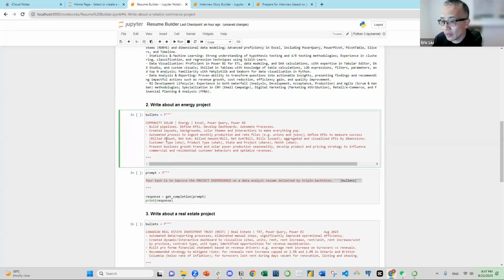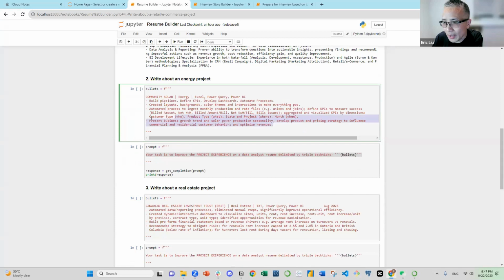So unions and joins, you define KPI to measure success of the business. We actually mentioned a few KPIs. Even if you're not technical, you would understand billed amount, net kWh. So this is the quantity of the electricity, and billed amount per bill and net kWh per bill. So this is basically amount per bill and quantity per bill and number of bills issued. So this is just the volume, or maybe the number of customers. And then aggregated and visualized KPI by dimensions. Once again, this is something business users would understand. Customer type, product type, state, project, and months.